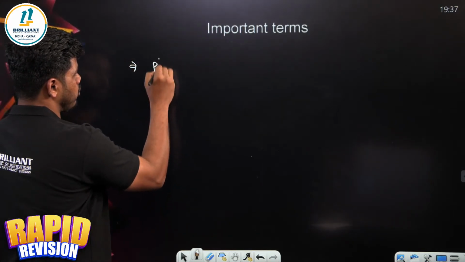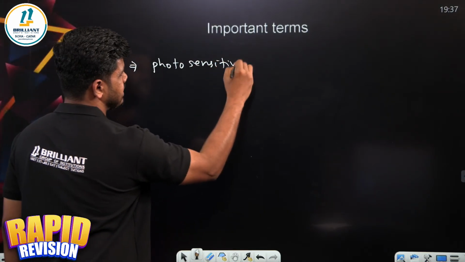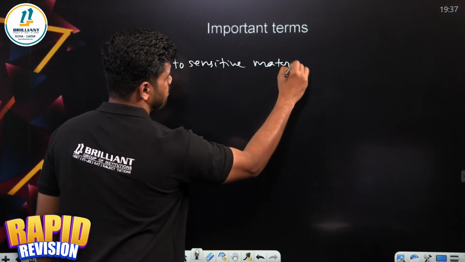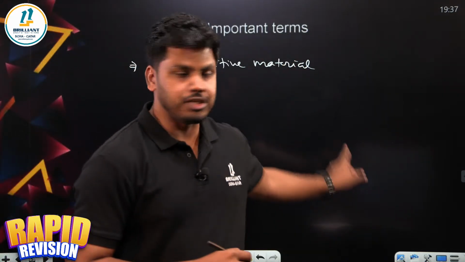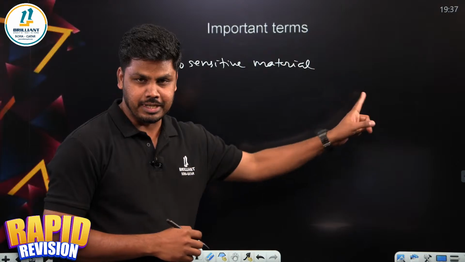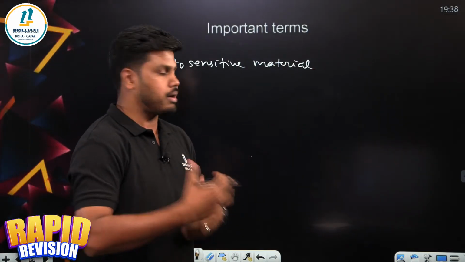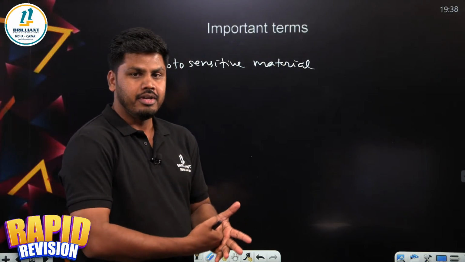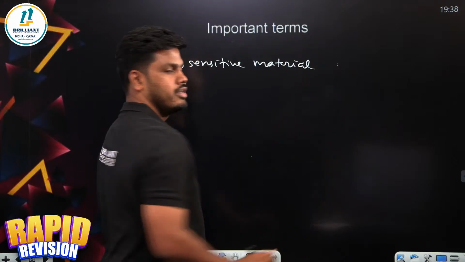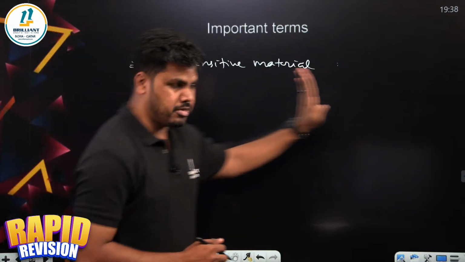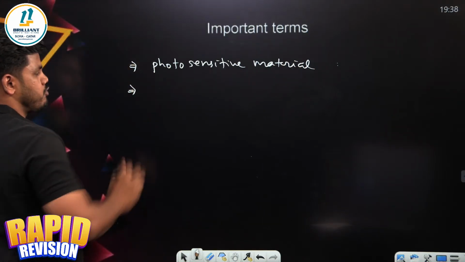One, photosensitive material. What do you mean by a photosensitive material? Any material, any metal which exhibits photoelectric effect is said to be a photosensitive material, right? So if you want to carry out photoelectric emission, that material should be a photosensitive material. For example, zinc, sodium, nickel, so many examples we know. A photosensitive material is a material which exhibits photoelectric emission.